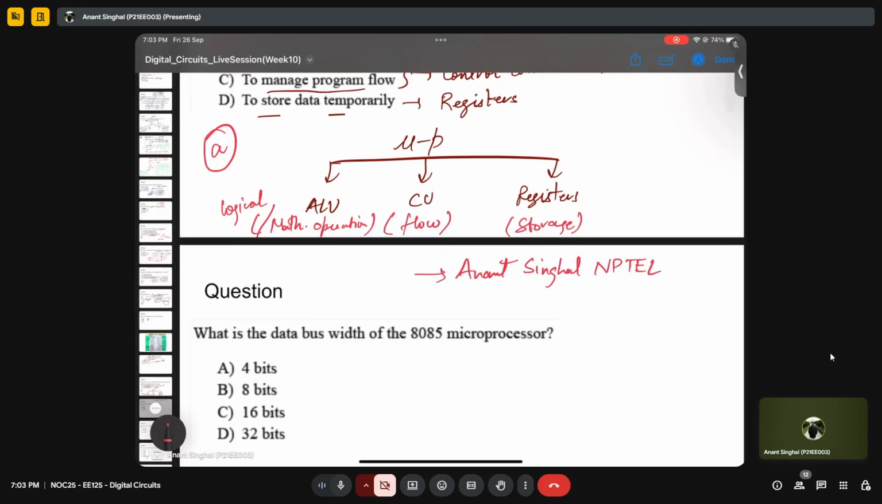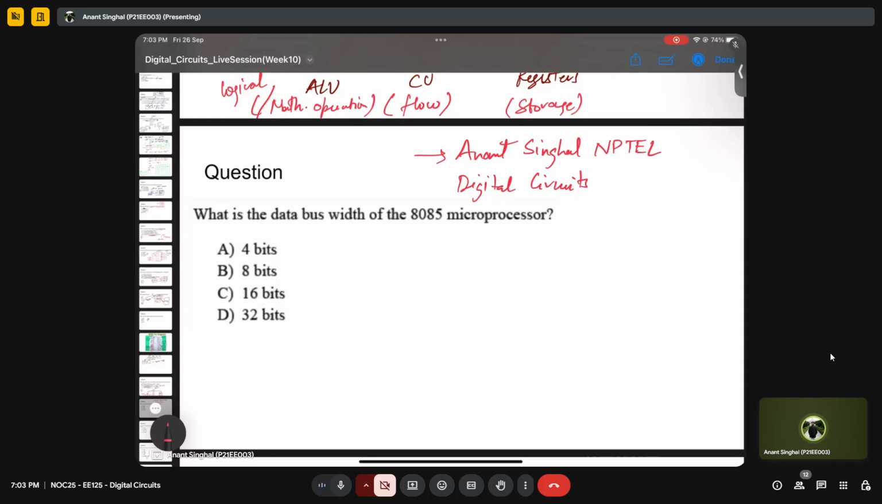So it says, what is the data bus width of an 8085 microprocessor? Yeah, it is 8 bit. As I said, we have AD0 to AD7, which is the data bits, and A8 to A15. So the whole thing is the address, which is 16 bit, and from the 16 bit, 8 bit is the data. So the data bus width of an 8085 microprocessor is 8 bits.